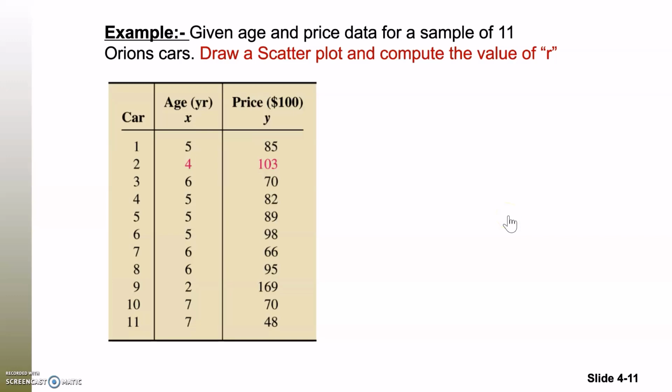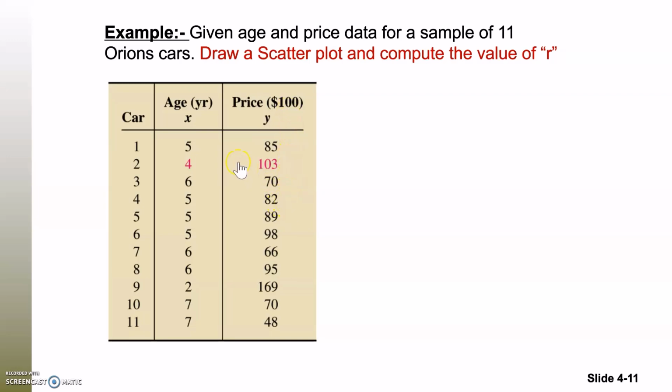Given age and price data for a sample of 11 Orion cars, draw a scatter plot and compute the value of r. In this data set, we are given the age of the car, which is represented by the variable X, and their prices, which are represented by the variable Y. All these prices are in $100, which means this is not 85, this is 8,500. This is 7,100, 8,200.